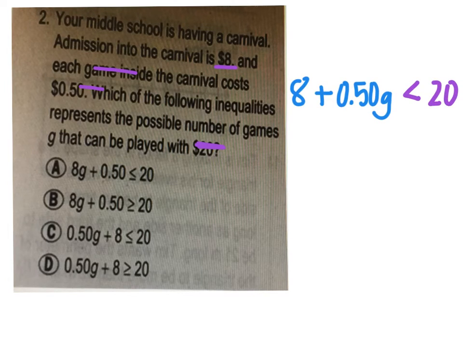Now I could spend exactly 20, so I'll put is equal to 20. So again, here's what it shows. It cost me $8 to get in, plus 50 cents per game. I want that money I spend to be less than or equal to the $20 I have. So if I look at my multiple choice, if I look at that carefully, it looks like it's C. The 50 cents per game plus the $8 less than or equal to 20.